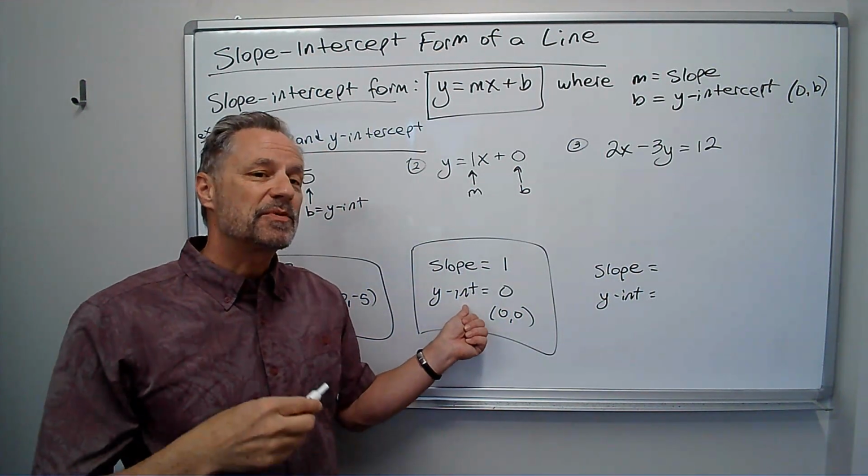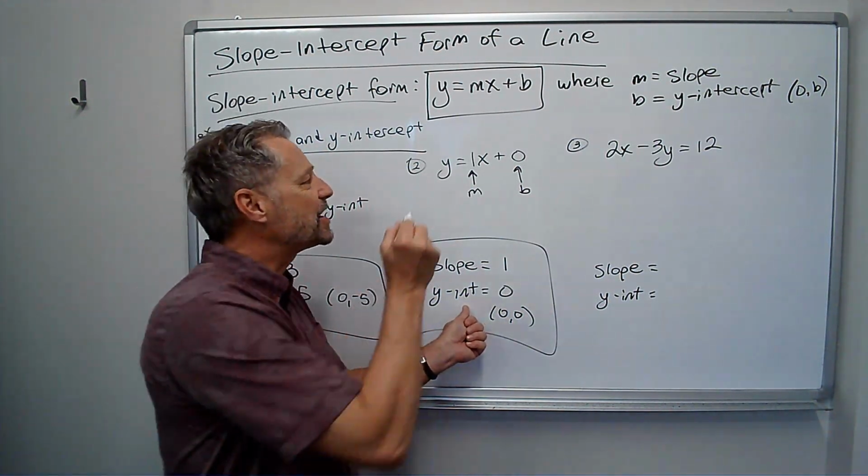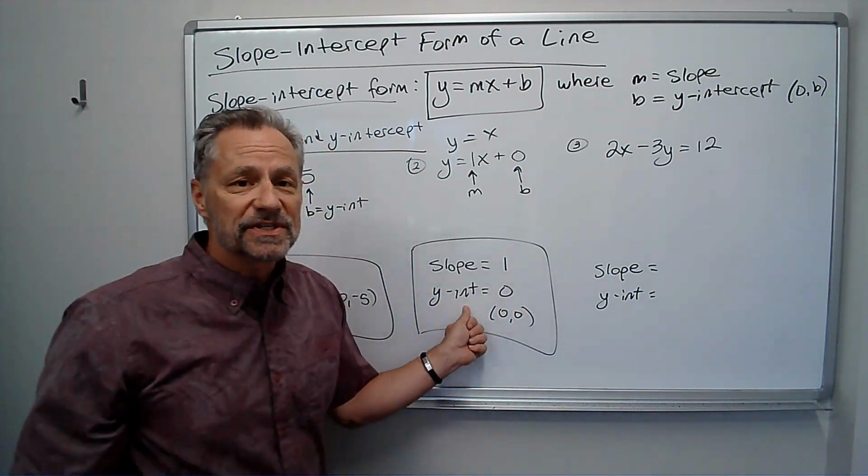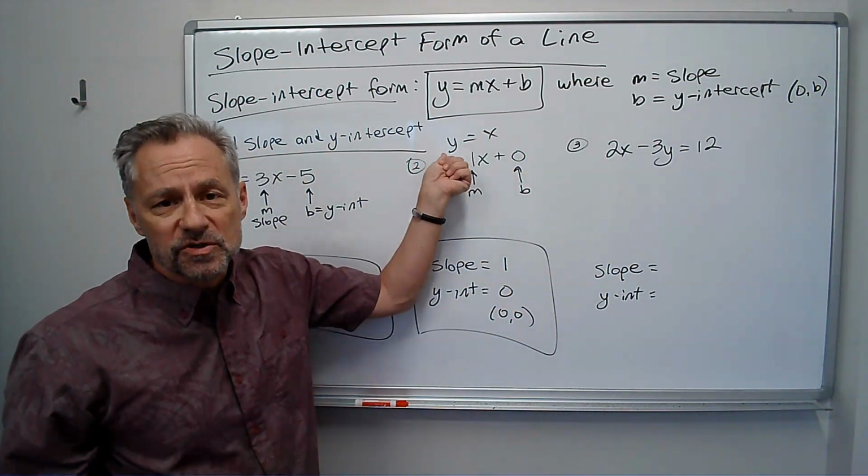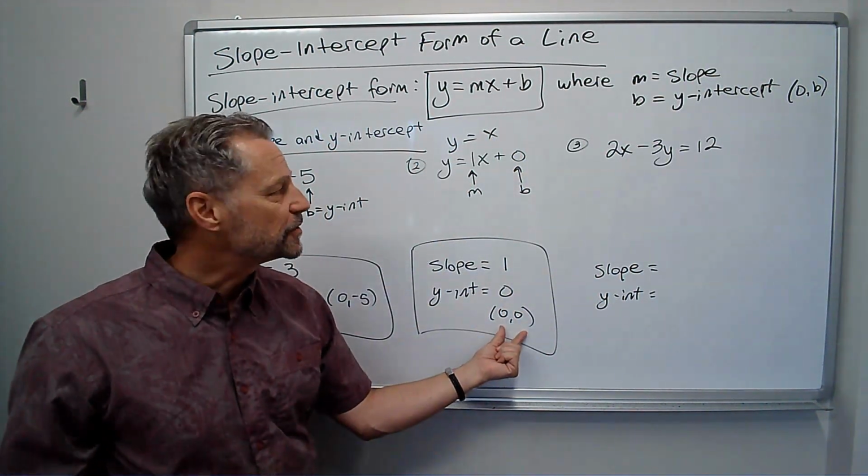The y-intercept, remember, to find it, you just plug in the value x equals 0. Oh, if x equals 0, y also equals 0. So that's why it was the point (0, 0).